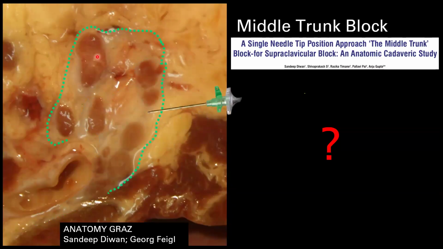We described, some time back, the middle trunk block. And what is the middle trunk block? So the superior trunk, the middle trunk, and the inferior trunk. We were to just pierce this and inject.